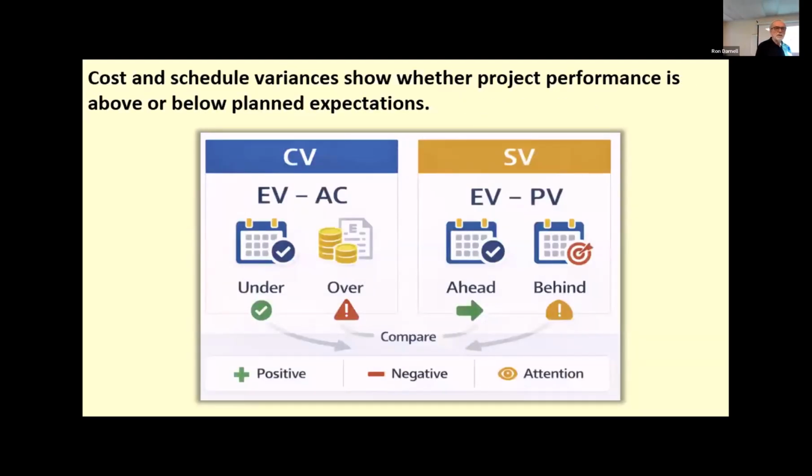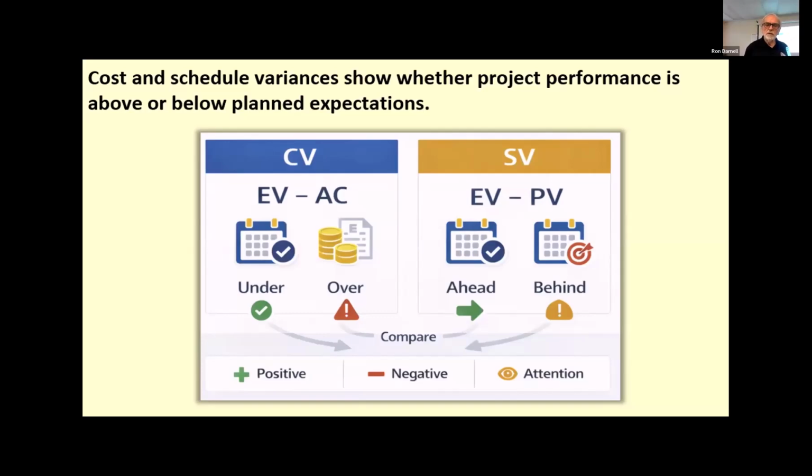But they're simple arithmetic. The cost and schedule variances reveal whether performance is tracking to plan. Cost and schedule variances show whether project performance is above or below planned expectations. So you can see these are just cost variance, earned value minus actual cost, and schedule variance, earned value minus planned value. And so we can tell whether we're ahead of schedule, behind schedule, below budget, or over budget, just with these two things.